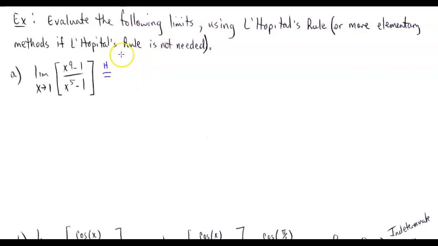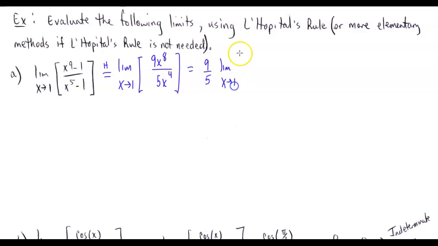All right, so now with that, we'll just take the derivative of the numerator and denominator separately. Of course, the derivative of the numerator is just 9x raised to the 8, and of the denominator, 5x raised to the 4. And of course, this 9 and 5 we could factor out. We have the limit as x approaches 1 of what's left, which is x raised to the 8 divided by x raised to the 4, which would result in x raised to the 4. And from here, it's pretty easy. 1 is in the domain of x raised to the 4, so I can just plug in 1, and I see that my limit just ends up being 9 over 5.